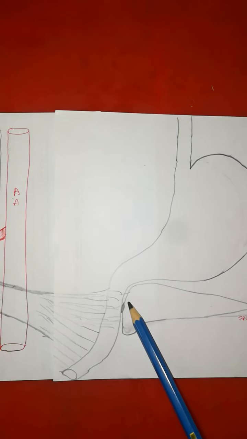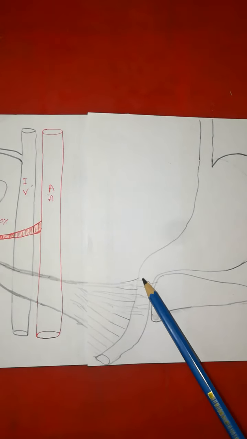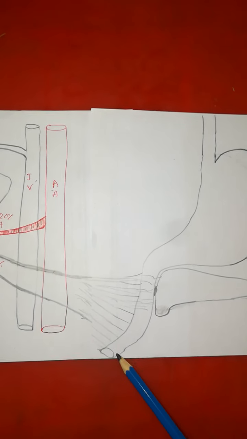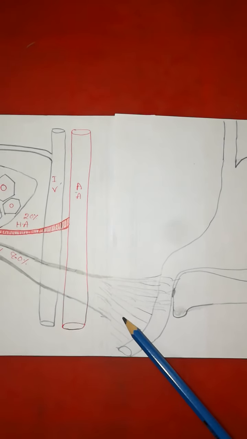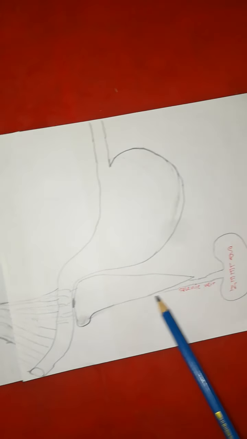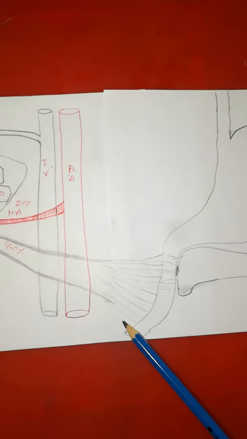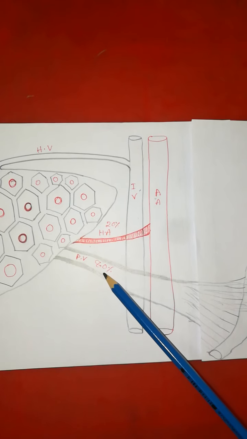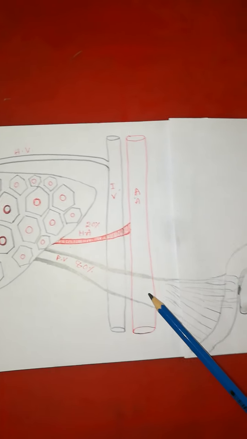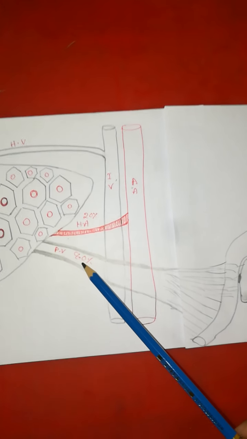The pancreas is drained by the pancreaticoduodenal vein. This is the duodenum as well as the small intestine. Here the superior mesenteric vein and inferior mesenteric vein are present. So ultimately, the splenic vein, pancreaticoduodenal vein, superior mesenteric vein, and inferior mesenteric vein together form the portal vein. This is the portal vein. PV means portal vein.